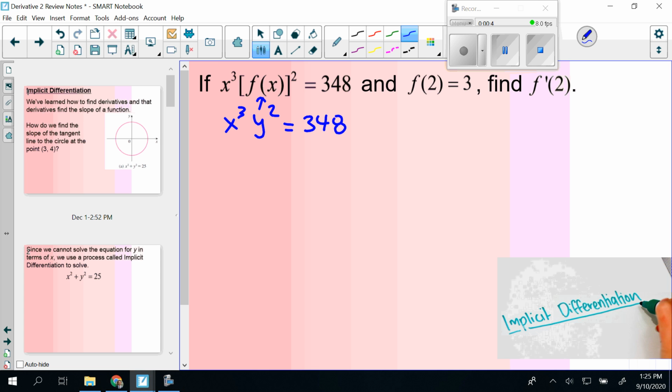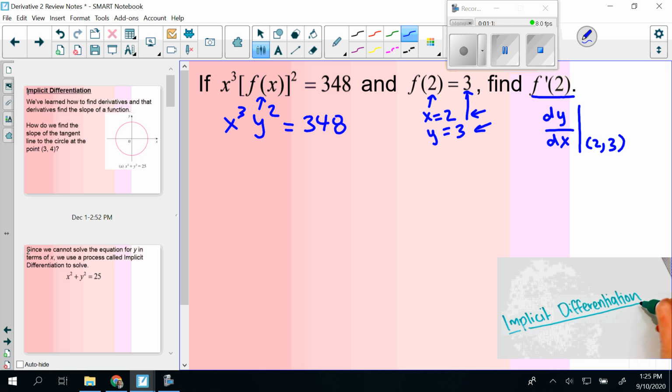Over here it says f of 2 equals 3. What that tells us is that when the x value is 2, the y value over here is 3. And so that also tells us what we're finding here is that we want the derivative of f. Another way of writing derivative is dy dx. We want to find that when x equals 2 or at the point (2, 3), because we know when x is 2, y is 3.